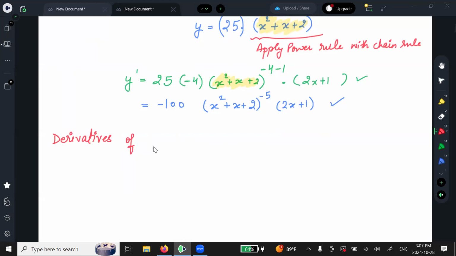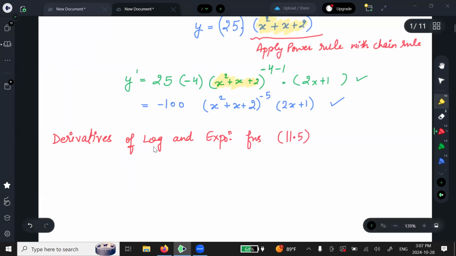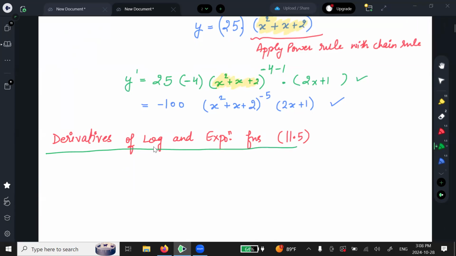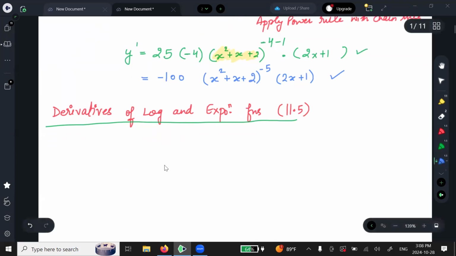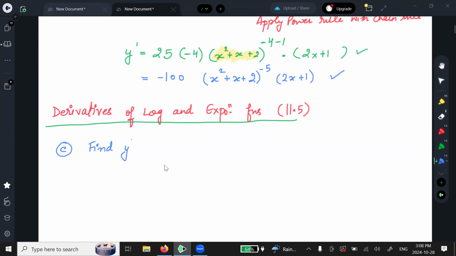Derivatives of log and exponential functions. This is 11.5. Now, I have picked two questions from this section which are important. Number C. So if you go to your exam review, I'm talking about part C here. The question is, well, again, you have to find y prime. That's not going to change.